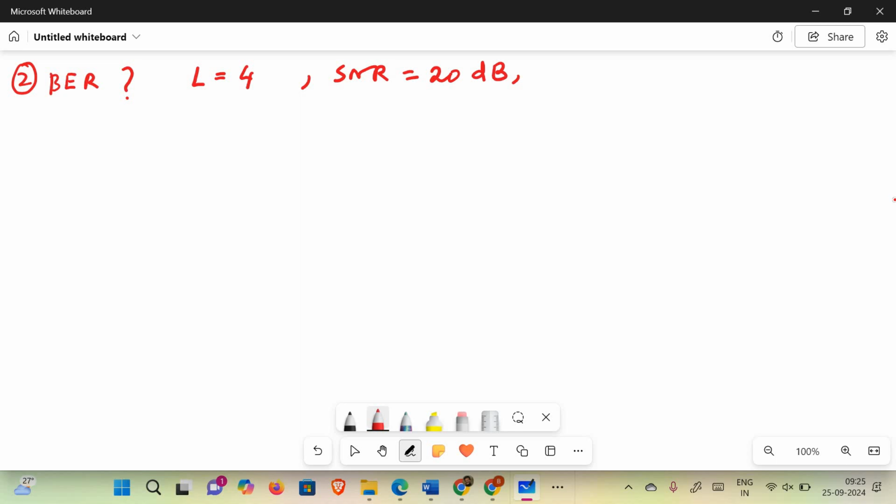In this question, nothing is mentioned about the H. It is just mentioned it is a multipath scenario. That's all. So if this kind of question comes in where L is mentioned to you, we are directly going to use that BER for MRC from our assumption, 2L minus 1 C L, 1 by 2 SNR to the power.